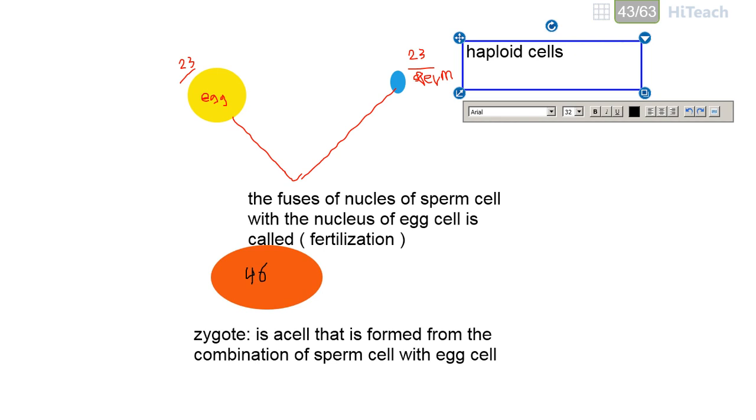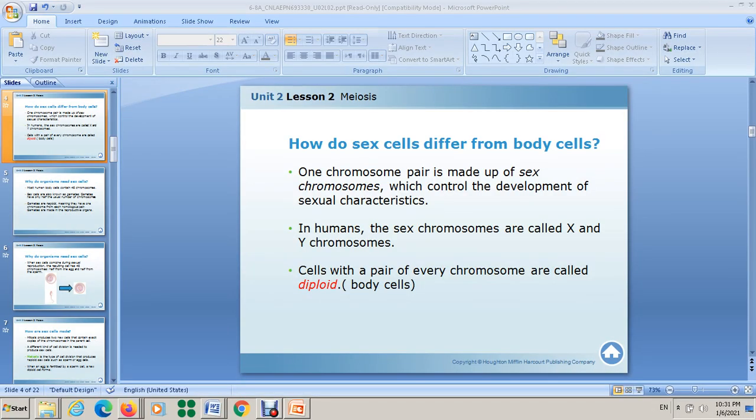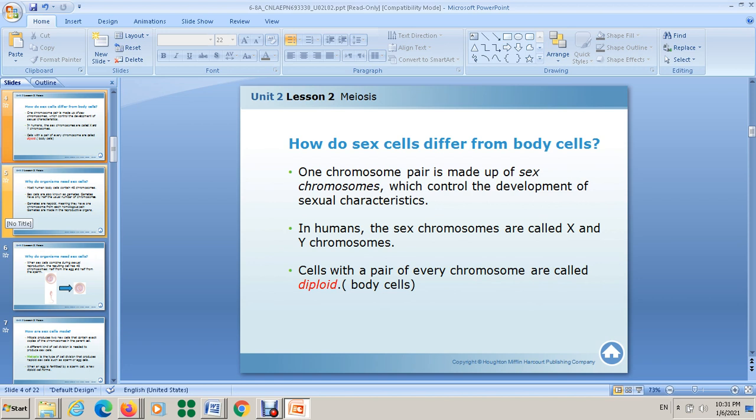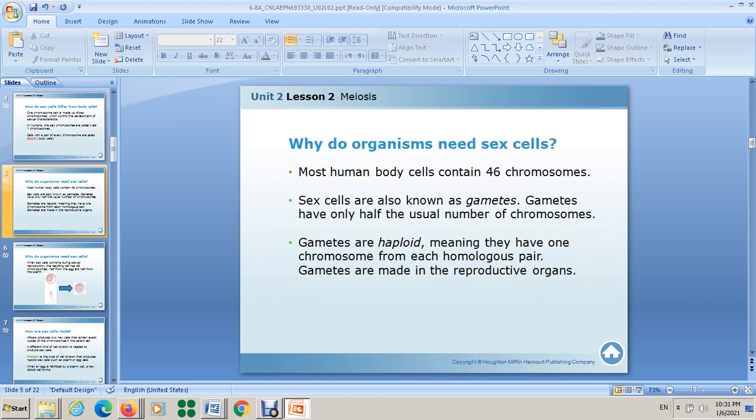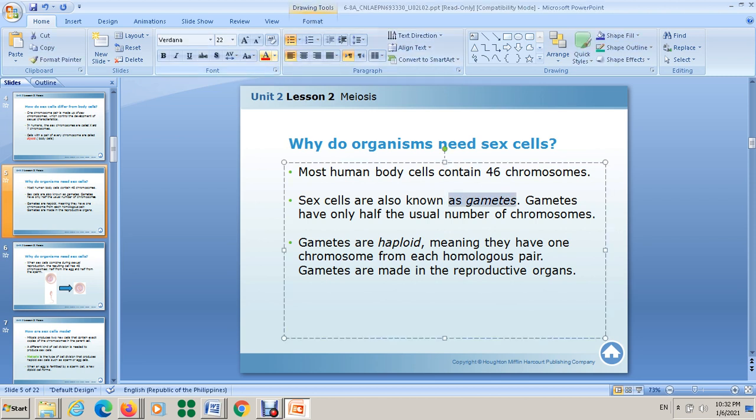So here I'm going to show you another new term, which is gamete. What is a gamete? Gametes are haploid cells. The sex cells are known as what? As gametes. Again, the sex cells are also known as gametes. So you have to keep in mind now: if I'm talking about the sex cells, they have half the number of chromosomes. Sex cells are known as gametes.